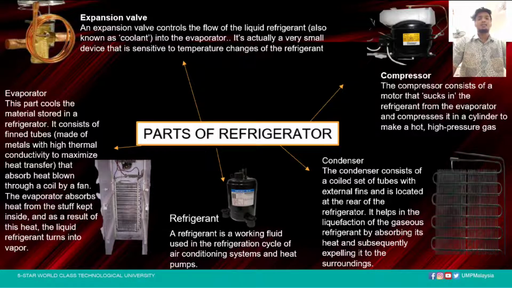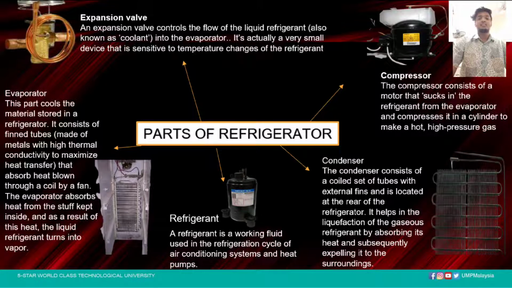First, let's see the expansion valve. It controls the flow of the liquid refrigerant. It's actually a very small device that is sensitive to temperature changes of the refrigerant. Next, let's see the compressor. It consists of a motor that sucks in the refrigerant from the evaporator and compresses it in a cylinder to make a hot, high temperature gas.